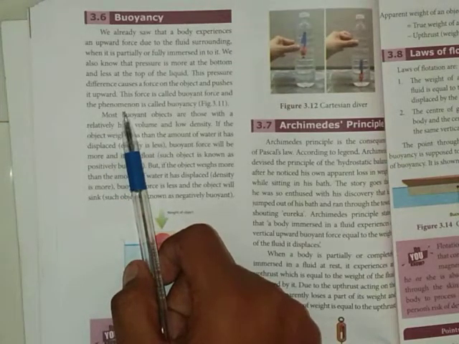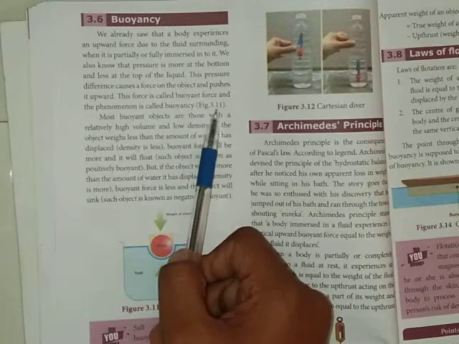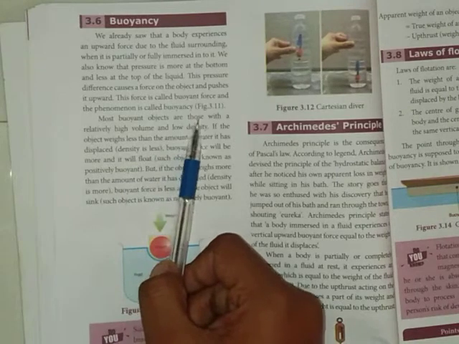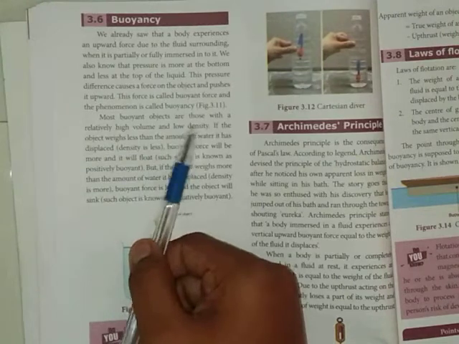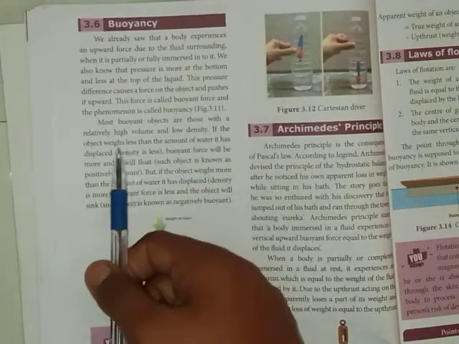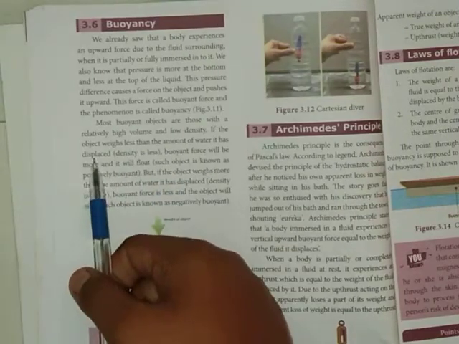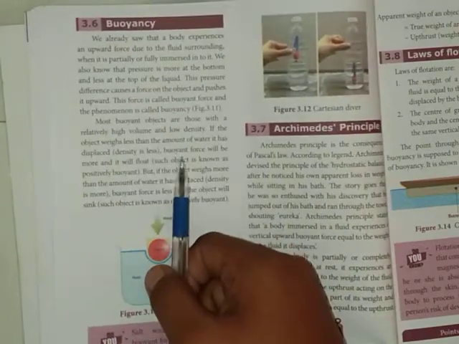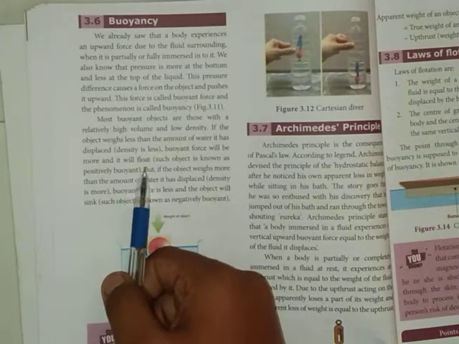phenomenon is called buoyancy. Figure 3.11. Most buoyant objects are those with a relatively high volume and low density. If the object weighs less than the amount of water it has displaced, density is less. Buoyant force will be more and it will float.